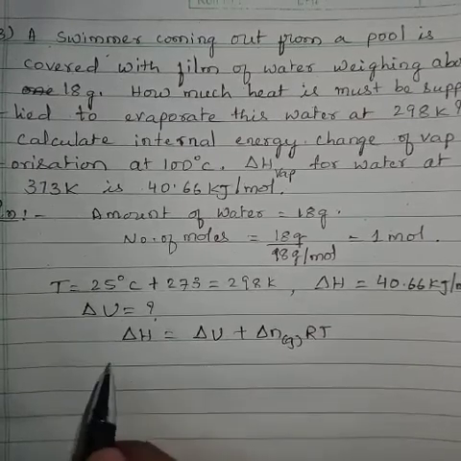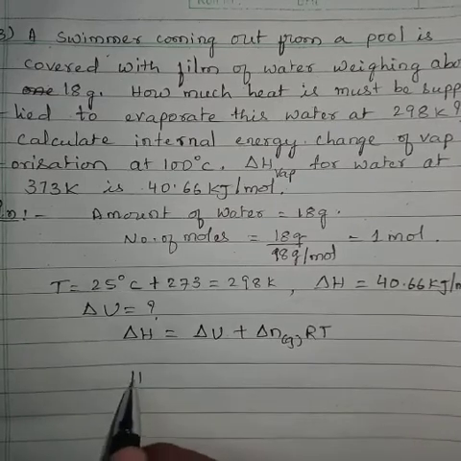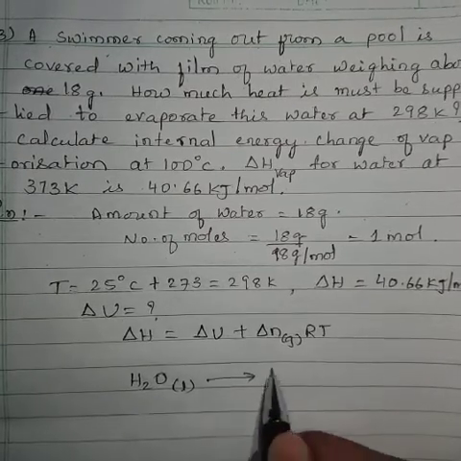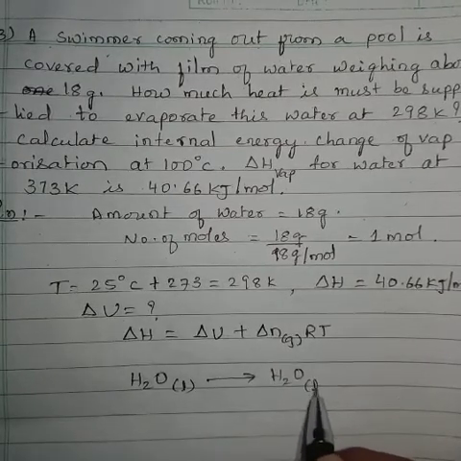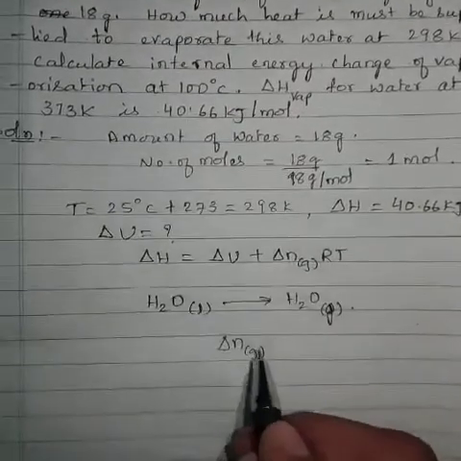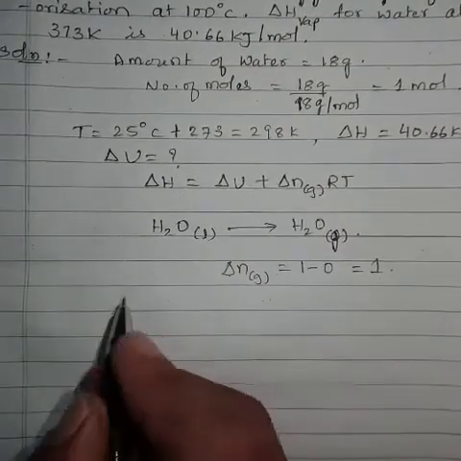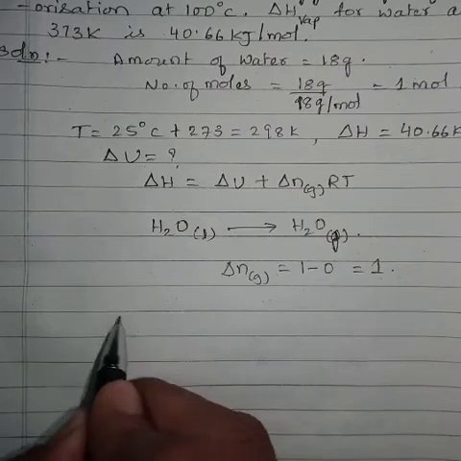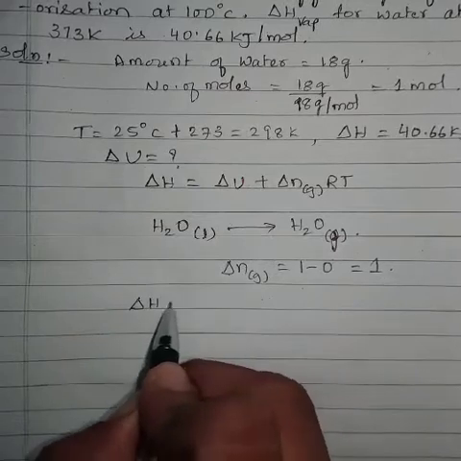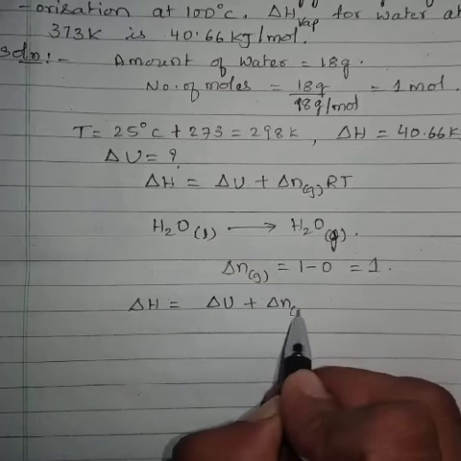So here delta Ng we have to calculate. For that the required equation is water liquid is converted to water vapor, that is gas. So here delta Ng is equal to 1 minus 0, which is equal to 1. So just you put this value in this equation, delta H is equal to delta U plus delta Ng RT.